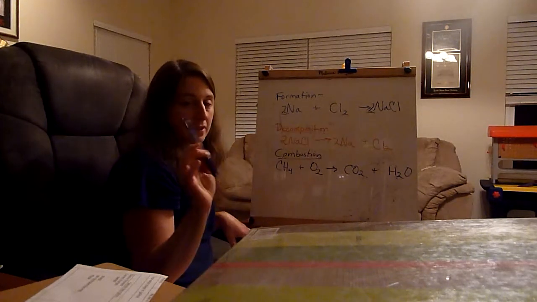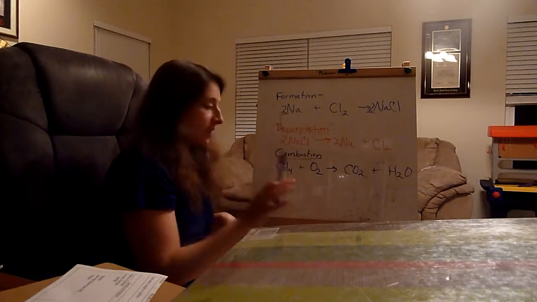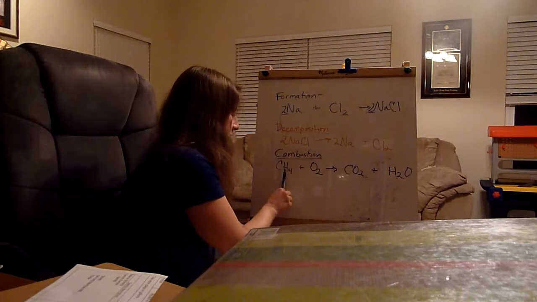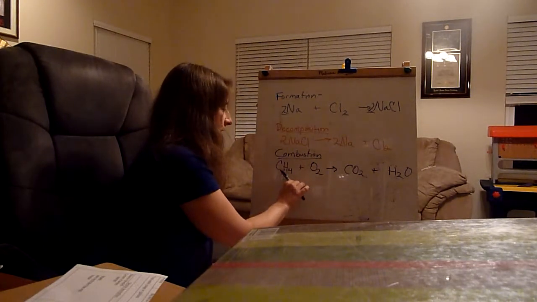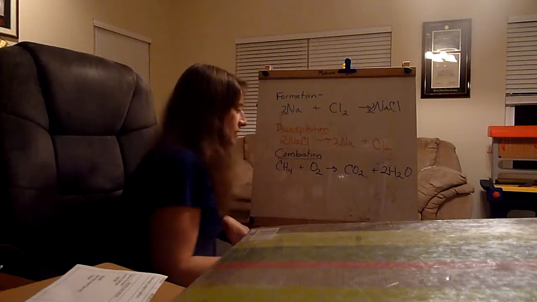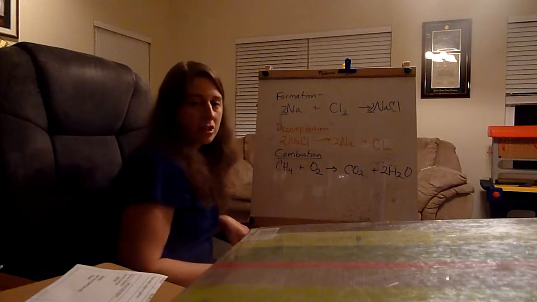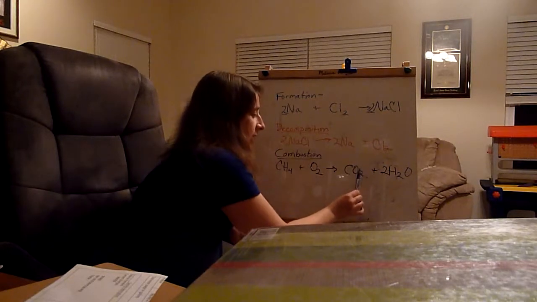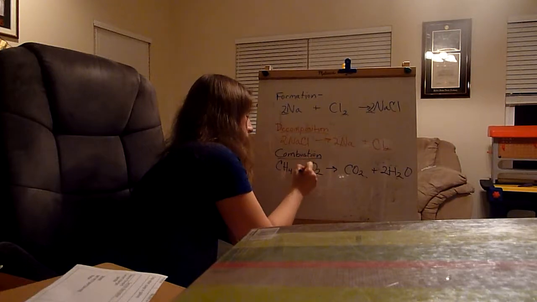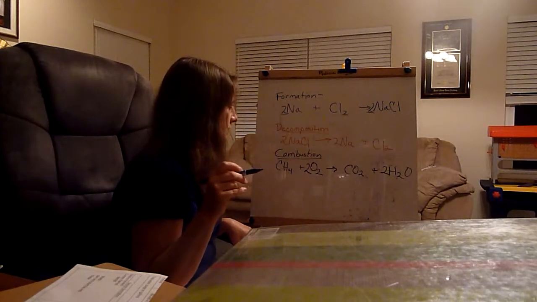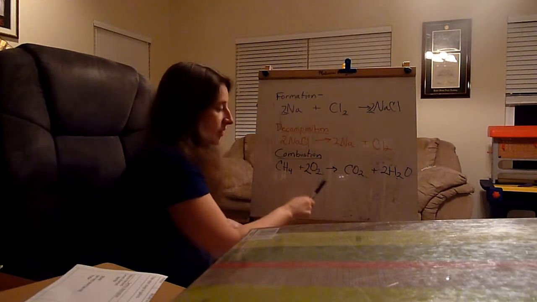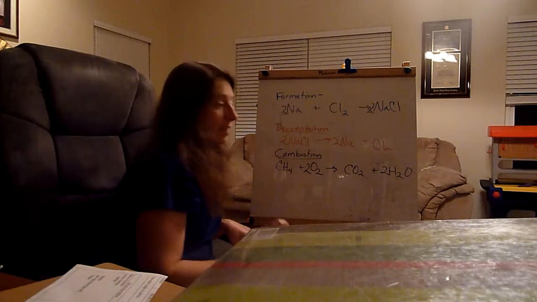Then I always start balancing with non-oxygen and hydrogen things, carbon and carbon, 1 and 1, that's good. Then hydrogen, 4 hydrogens on the reactant side, only 2 on the product side, so I'll try to balance that this way. Then I have 2 oxygen on the reactant side and 1, 2, 3, 4 on the product side, so I need 2 there, and I think that gives us a balanced equation. So the combustion of methane, always add oxygen from the air, you always produce carbon dioxide and water.